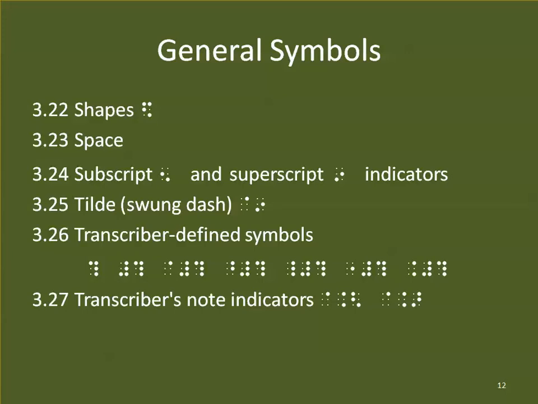If we need some other symbol besides all those I just mentioned, then we have 7 different transcriber-defined symbols that we can use, and those must be used in order. We can't just pick which one we like best, so we start at the left here and then work our way to the right. And then we have transcriber's note indicators, which I introduced in a previous session.